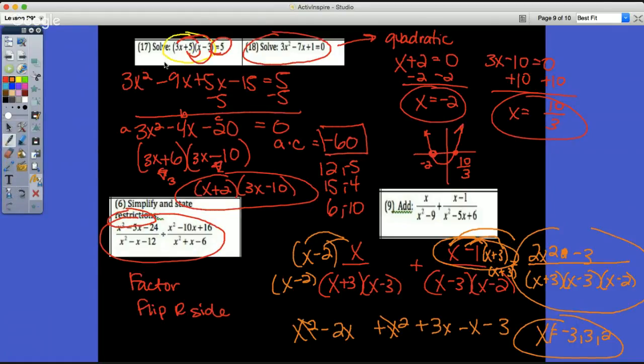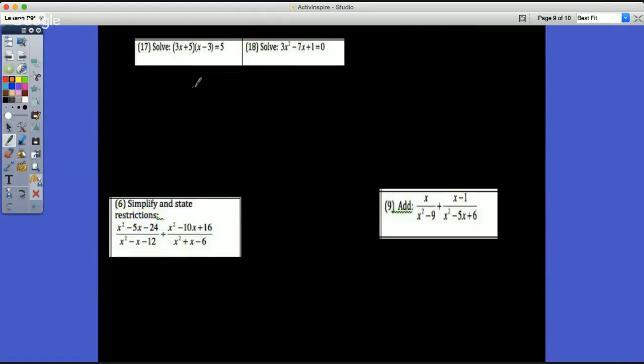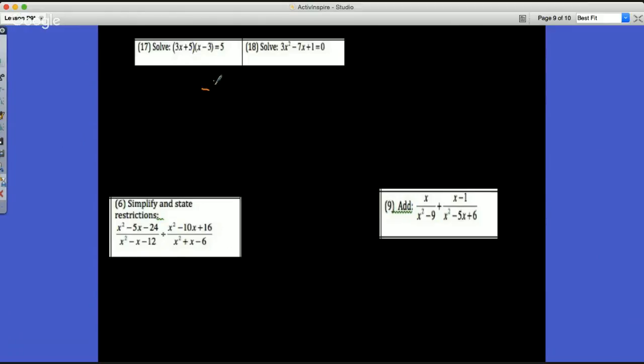All right, last but not least, quadratic. We're going to do the quadratic formula here. So we'll do x equals -b plus or minus the square root of b squared minus 4ac, all over 2a.